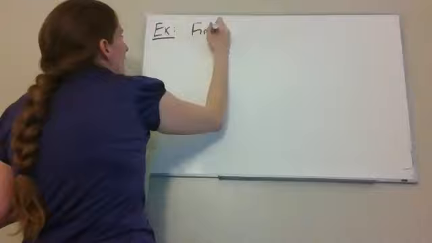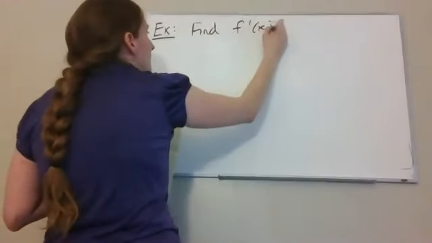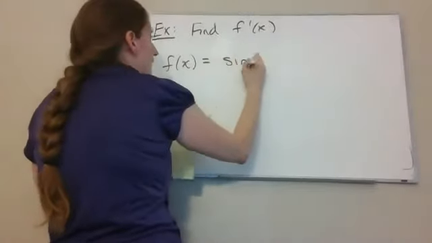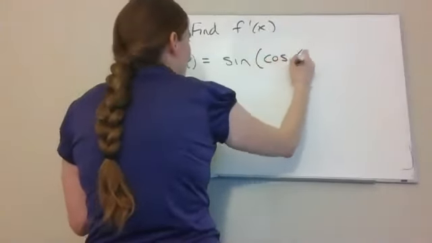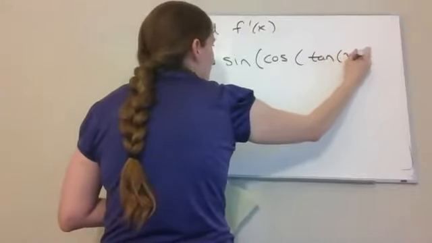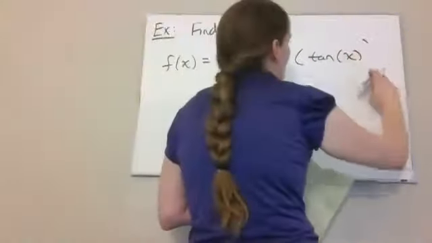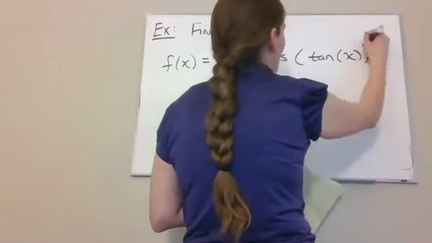So we're going to find f prime, and f of x is equal to sine of cosine of tangent of x. I need more parentheses than that. There we go.